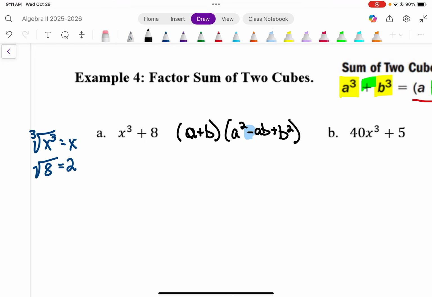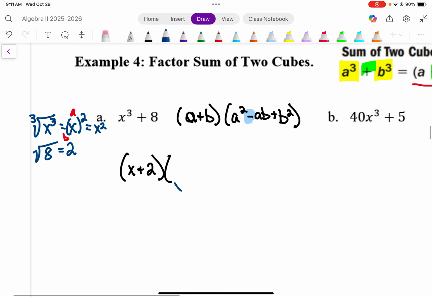Now we can set it up. Our a value is x and b is 2. So we're going to start with x plus 2. Then when we take our a squared, we're just squaring an x, which is x squared. Oops, my page moves. There we go. Then we need to figure out what a times b is. So x times 2 is just a 2x.